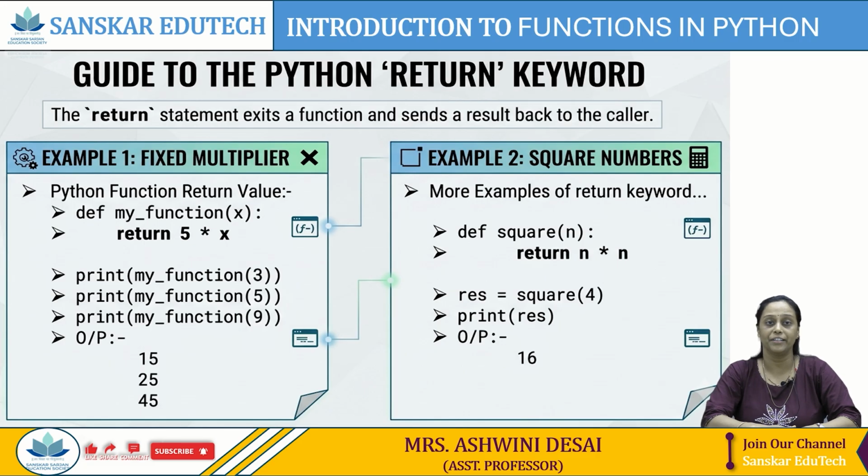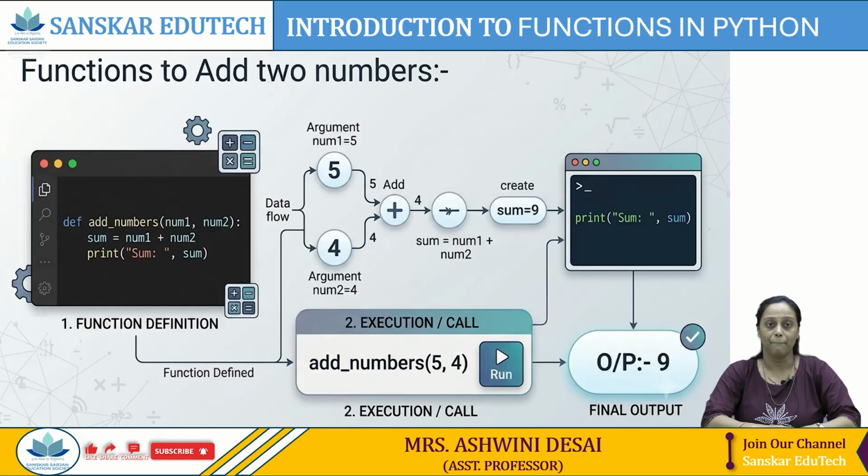More examples of the return keyword: def square is the function. We provide one argument, that is n for the number. We return number into number, and finally we call the function square by putting the value 4, and the result gets stored into variable res. And finally we are printing res. The output is 16.